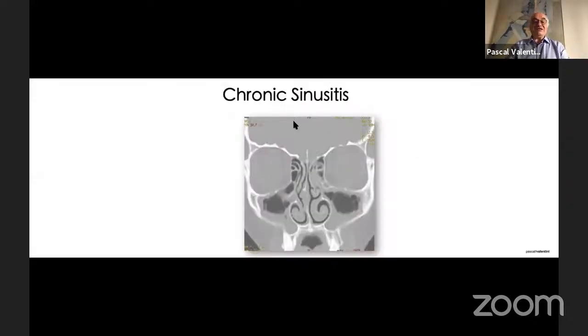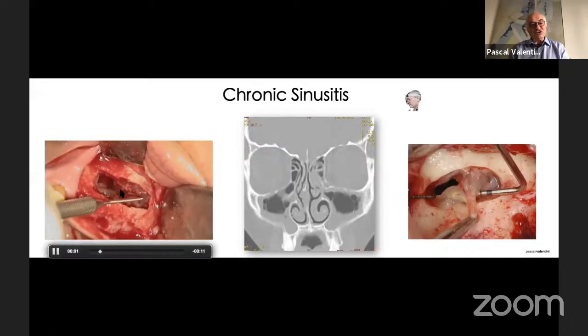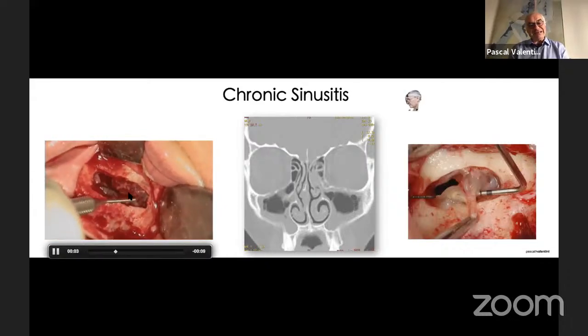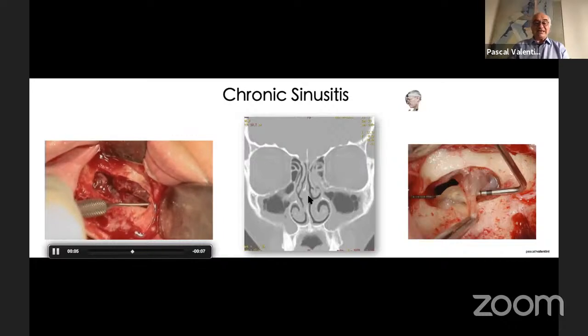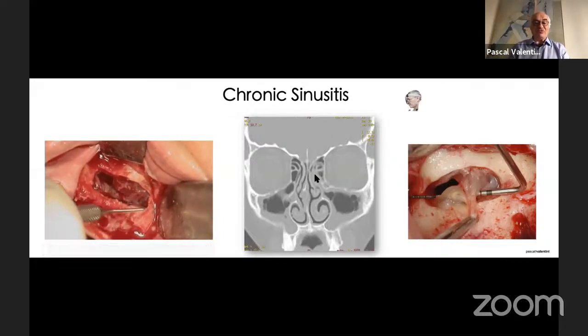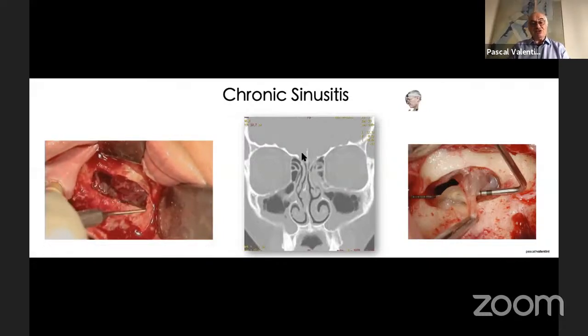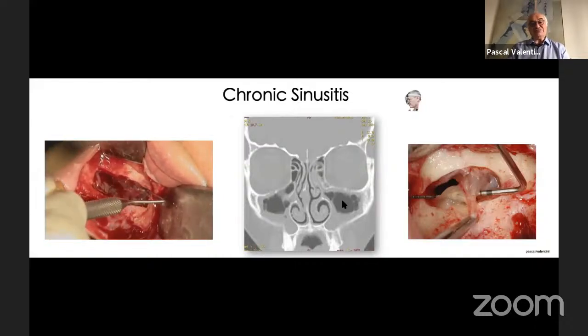Another situation is a chronic sinusitis. When we see this kind of image, we have to be very careful because that means that the membrane is very thick, but very, very fragile. It is a kind of jelly, and when you touch it, for sure, you destroy completely the membrane. So in that case, it is much better to refer the patient to the ENT in order for him to manage this pathology before our surgery.